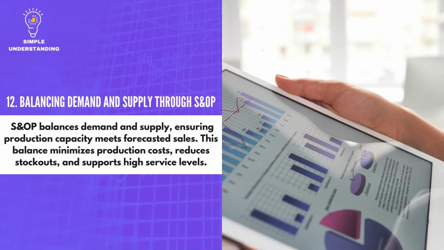12. Balancing demand and supply through S&OP. Explanation: S&OP balances demand and supply, ensuring production capacity meets forecasted sales. This balance minimizes production costs, reduces stockouts, and supports high service levels.